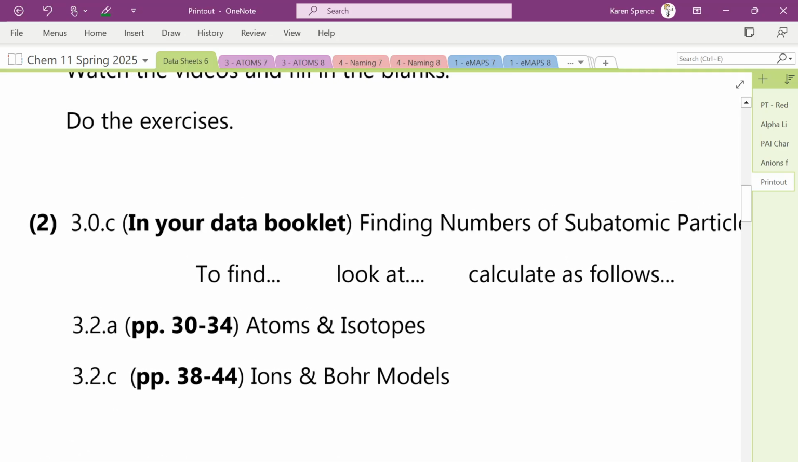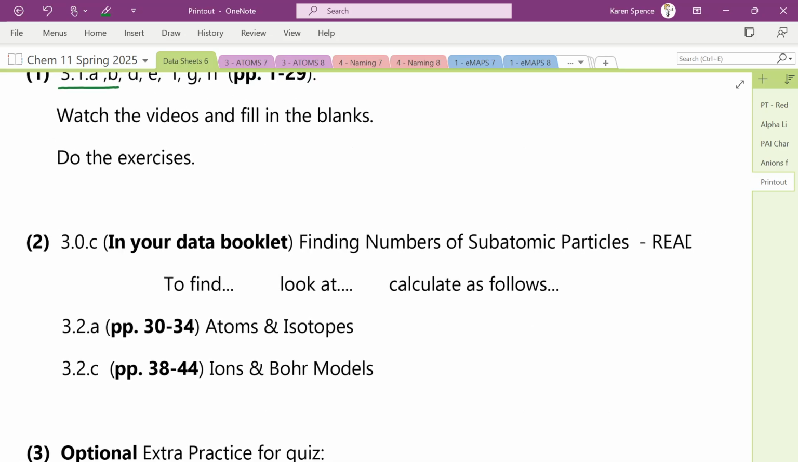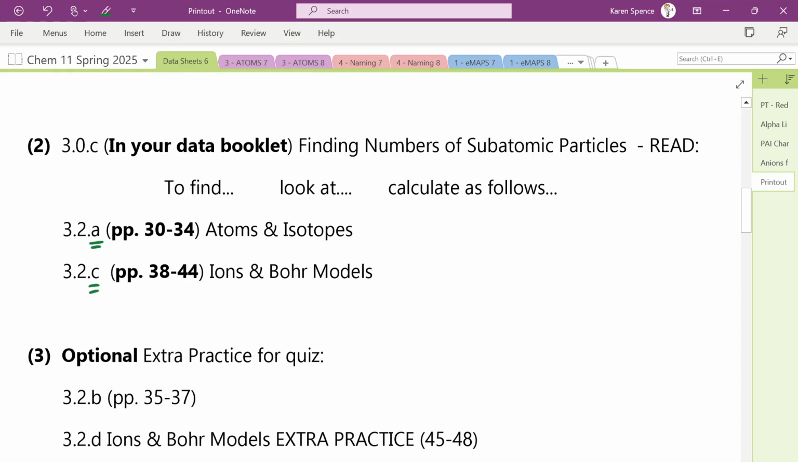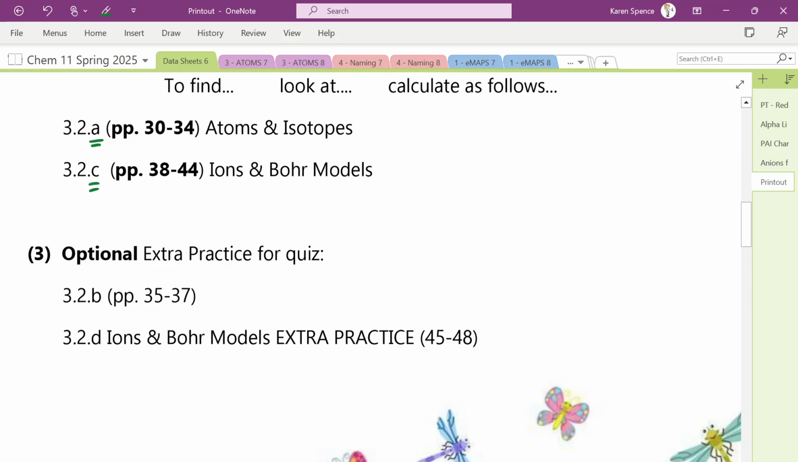I haven't given you that in your data booklet. I'll need to make a copy of that for you. Finding numbers of subatomic particles. I will do that today. Okay, very cool. And you will be doing 3.2a and 3.2c. The reason you're not doing B and D is because those are extra practice. Should you choose to do them, that's totally fine. Okay, no problem if you want to do B and D, but you don't have to.